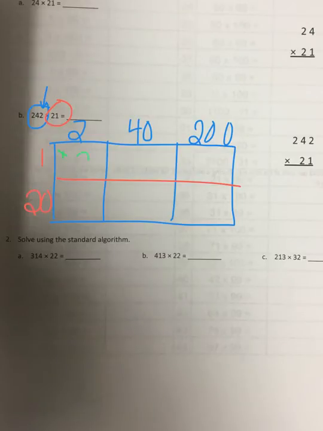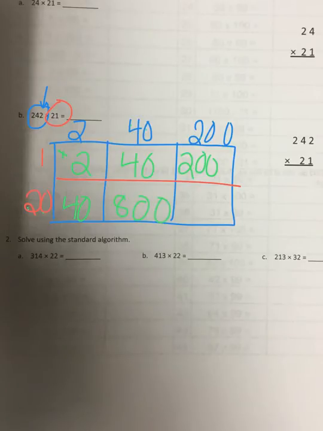So I know 1 times 2 is 2. 1 times 40 is 40. 1 times 200 is 200. 20 times 2, remember because I'm going to my next row that I finished, is 40. 20 times 40, let's see, 2 times 4 is 8. Add my 2 zeros, 800.